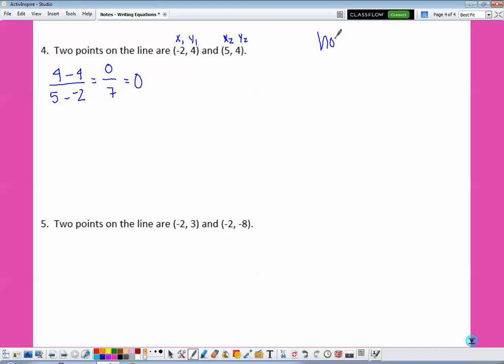This is where our notes are going to help us out. Since it has 0 slope, we know it's a y equals a number equation. And if you look at the y values, they're both 4, so our equation is y equals 4.